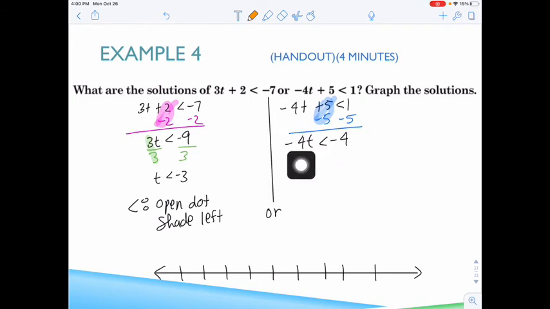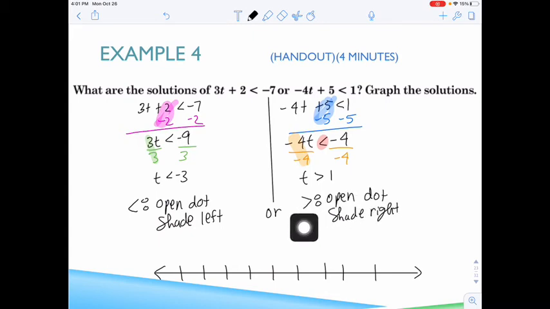Now we have -4 times t < -4. We want to get t by itself. Remember, this is not -4, it's -4 times t. So to undo multiplication, we are going to divide both sides by -4. So -4t divided by -4, the -4s turn into a 1 and we're left with just t. -4 divided by -4 again is just 1. However, we were dividing by a negative here, so we're going to go ahead and flip our sign. So we are left with t > 1.